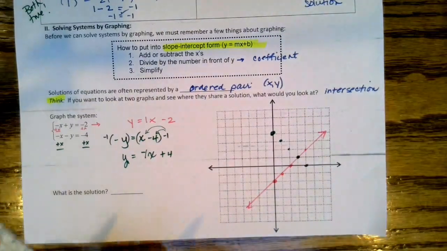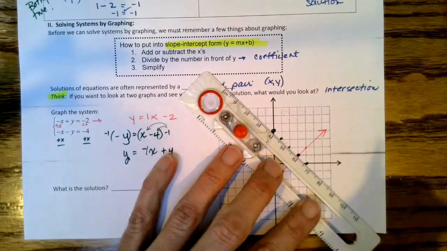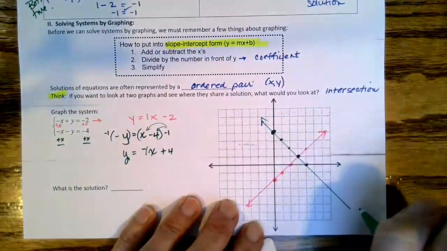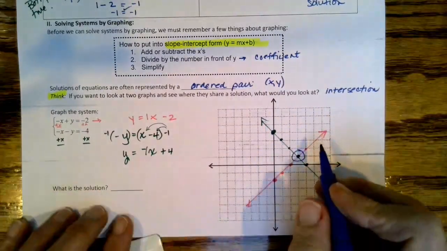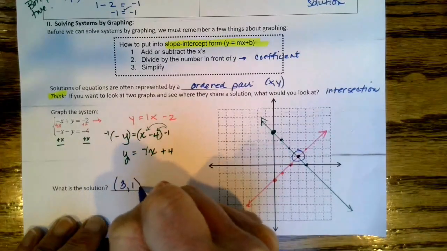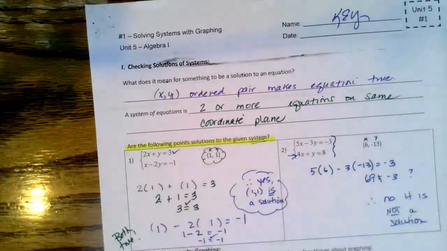And here I have the xy ordered pair, the coordinate pair where these two lines crisscross. Here it is. So over 1, 2, 3, and up 1 is going to be the solution. All right. Let's look at the next page.